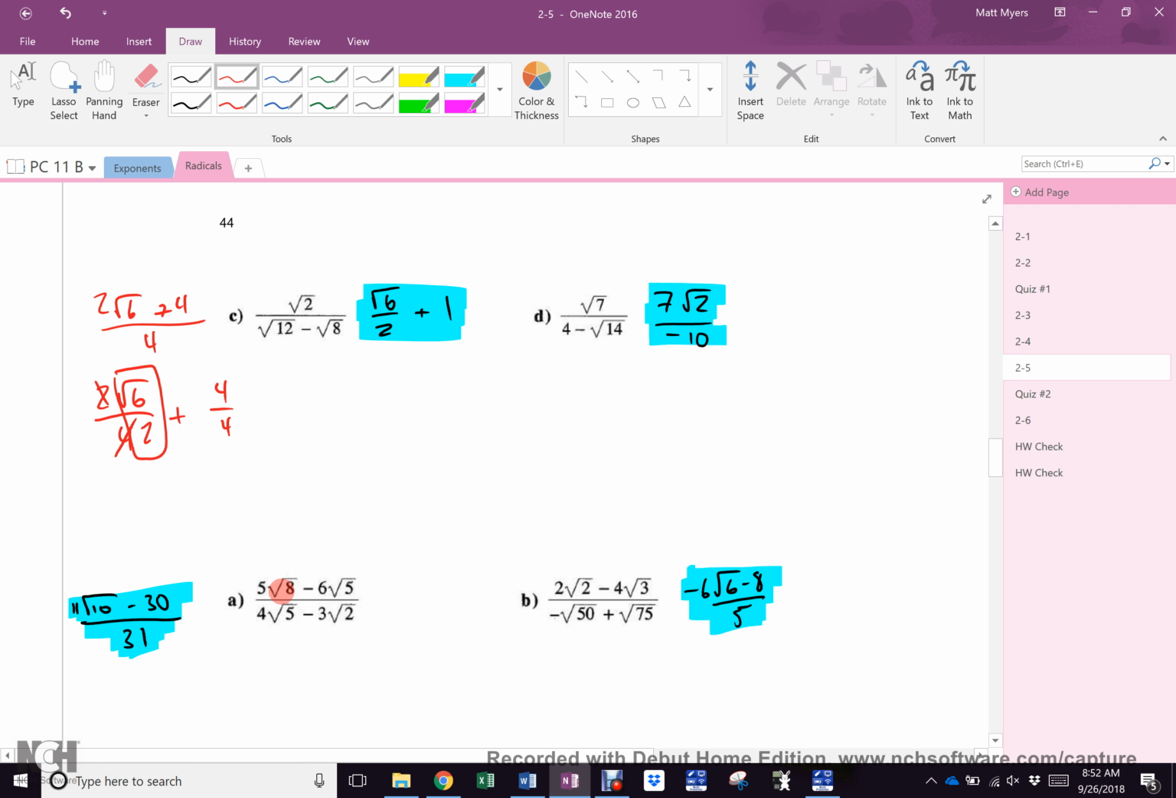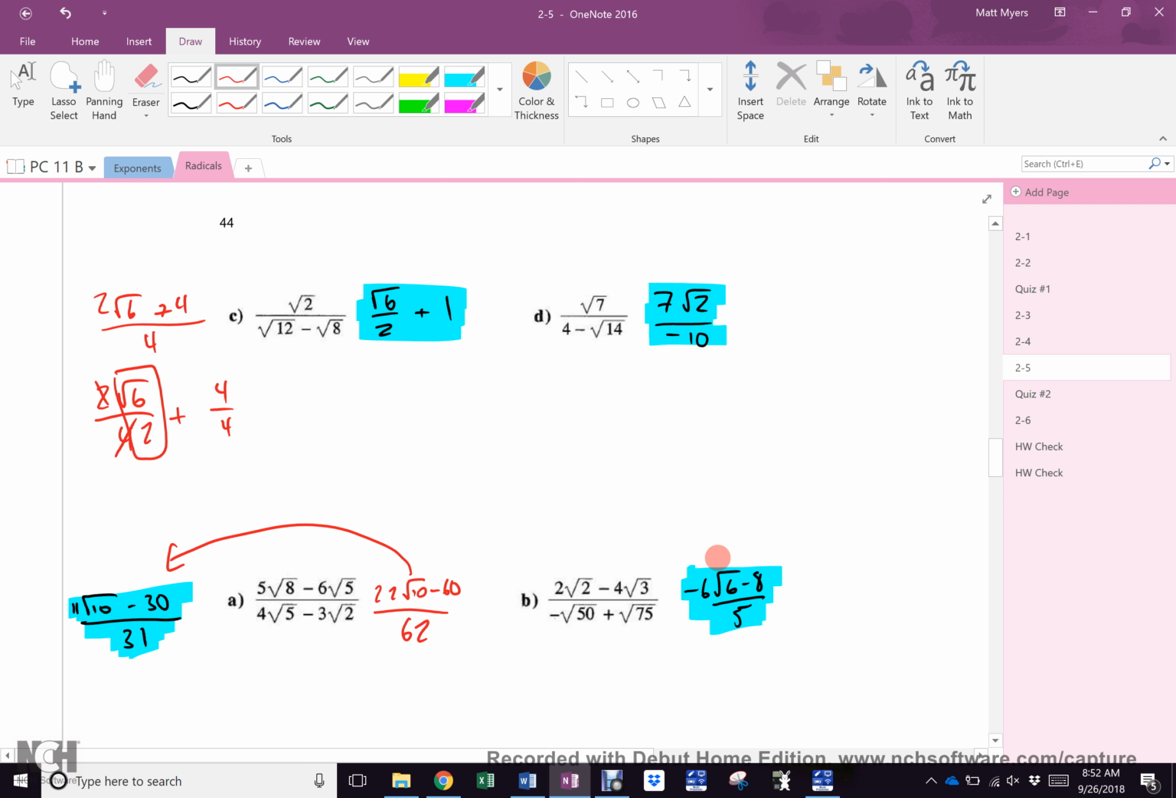You might very well, for A down here, have 22 root 10 minus 60 over 62. You might have that. If you do, of course, when you simplify it, you get that. B is pretty tricky. This guy right here.